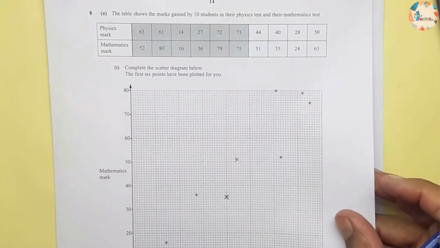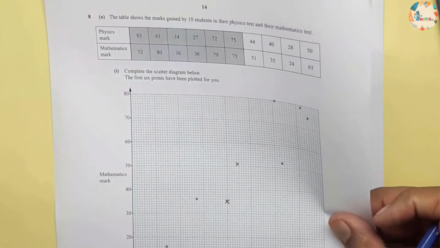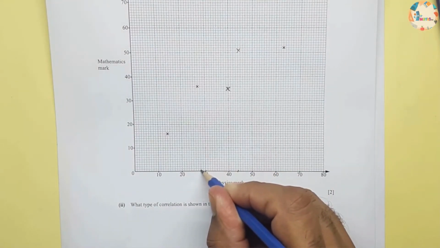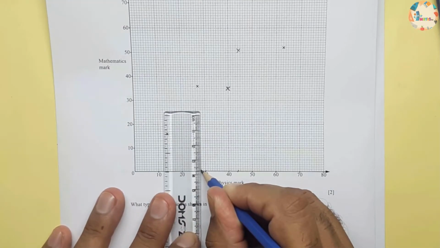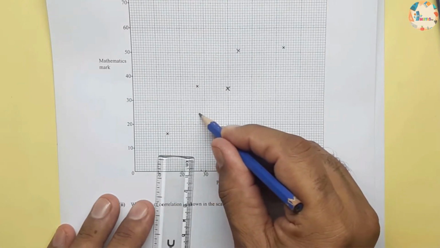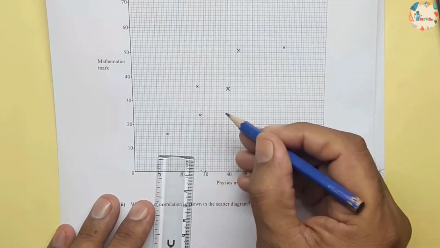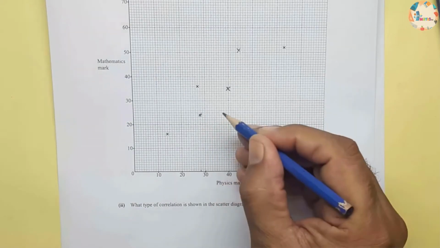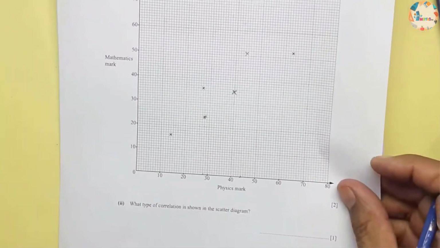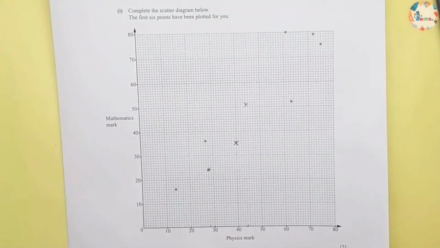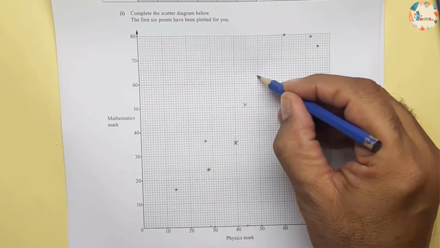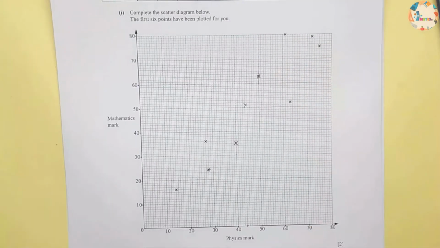Then the third value is 28 and 24. So 20, this is 30, so 28 will be this one. 28 and 24. So 20 is up to this one. 21, 22, 23 and 24 will be this value. Then after this one, the last value is 50 and 63. So 50 and 63. 50 is this one and 60 is this one. So 61, 62, 63. This will be the mark which we have placed.